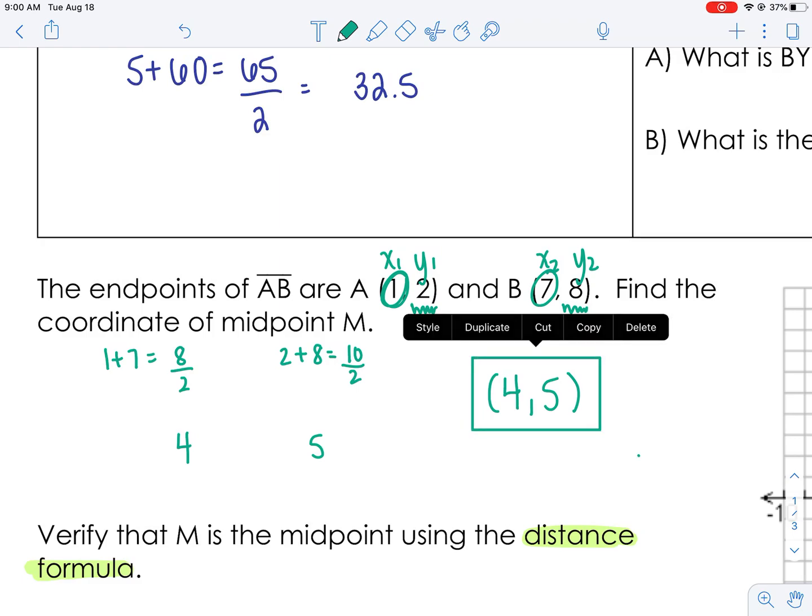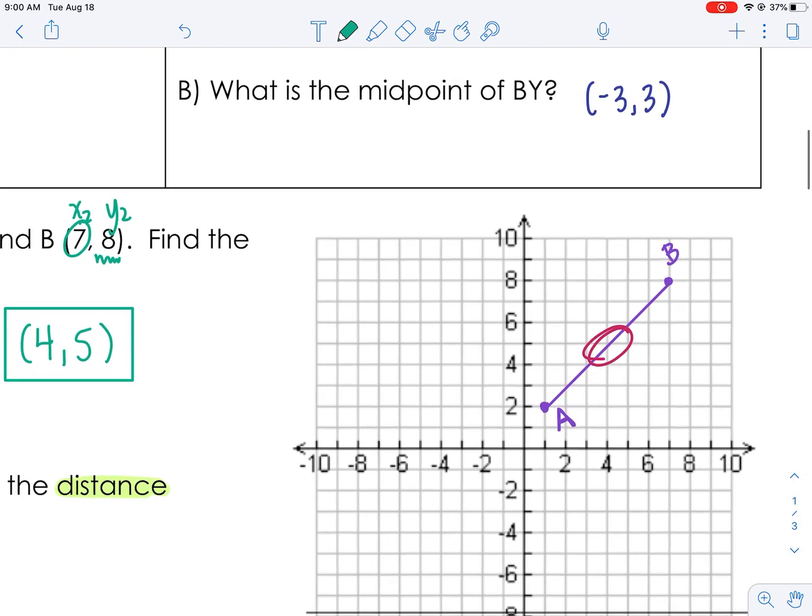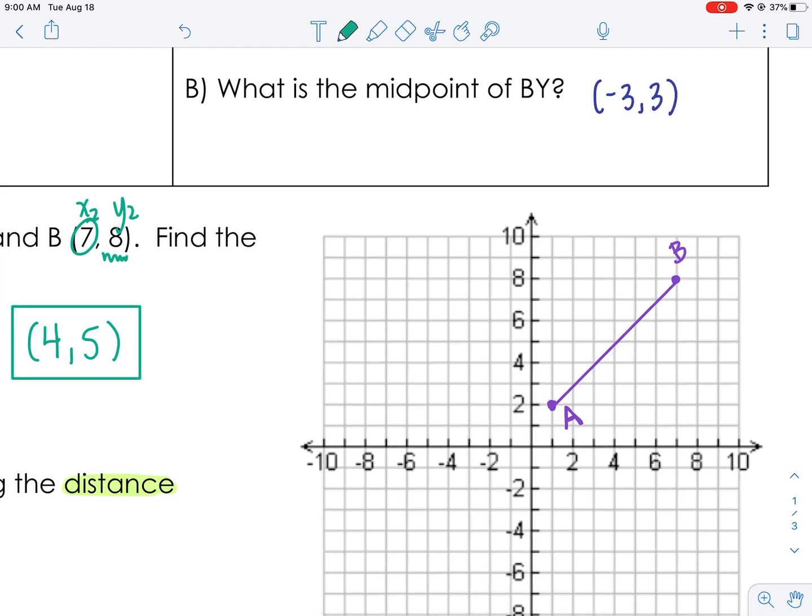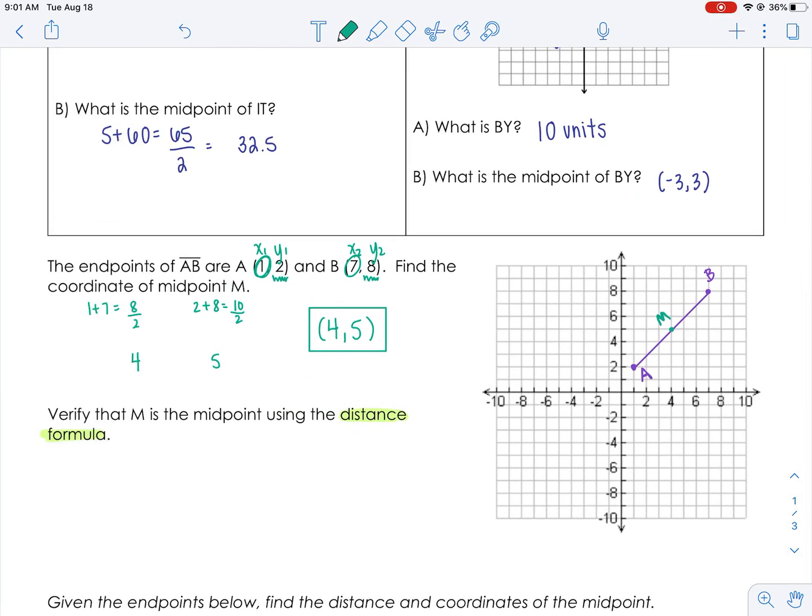And then I'm just going to go over to my graph and double check. (4, 5) should be in the middle. So over 4, up 5. And there's point M. That's it. That's your shortcut for midpoint. Add x, divide by 2, add y, divide by 2.